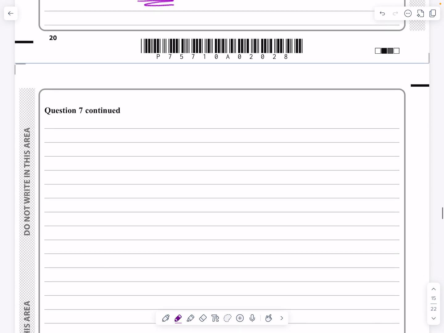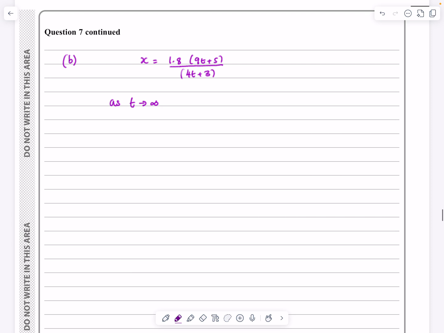It then says, hence calculate the long-term population of goats predicted by this model. That's a pretty standard thing that they do with these modelling questions as well. So let's write out our equation again now, but replacing k. X is 1.8 lots of 9t plus 5 all over 4t plus 3. But now we're saying long-term population. So long-term population is as t gets really, really big, and I'm going to take t tending to infinity. This is a really nice way of doing it.